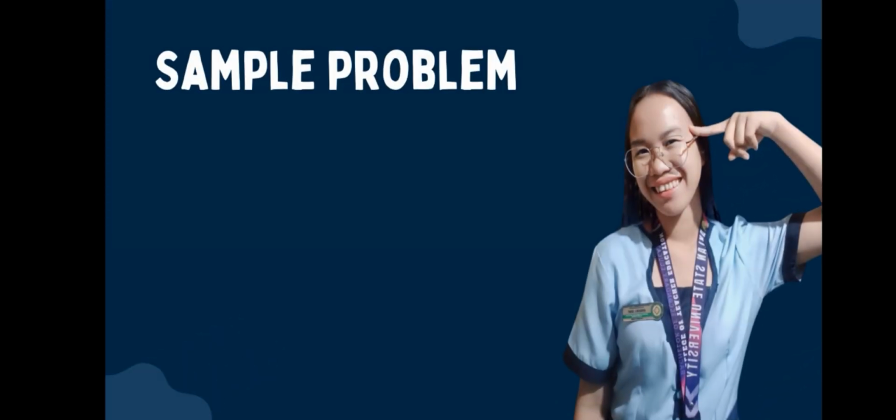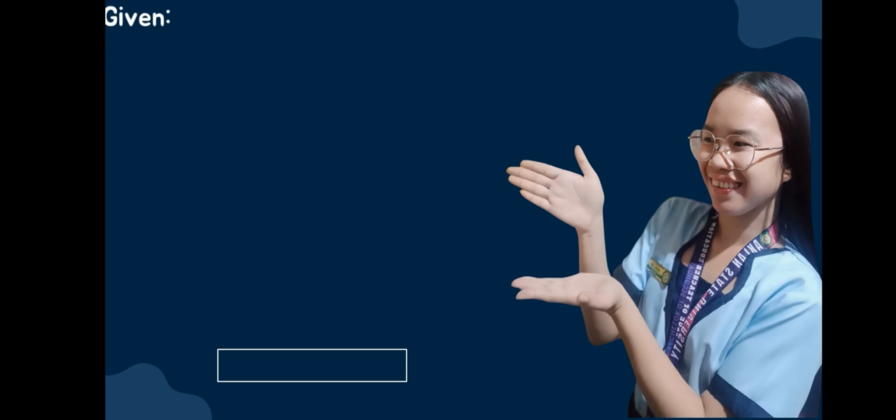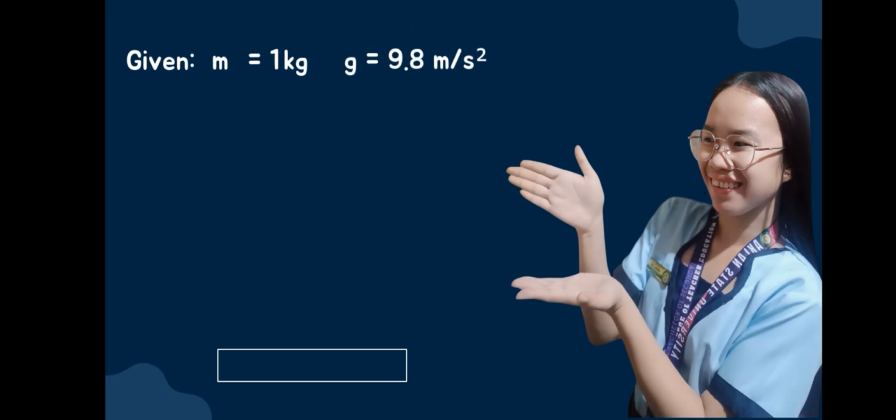Let's try to solve this sample problem. What is the potential energy of a 1 kilogram book when lifted to a height of 0.5 meters above the table? First, let's identify what the given values are. We have the mass, which is 1 kilogram, the acceleration due to gravity, which is 9.8 meters per second squared, and the height, which is 0.5 meters. Second, what is required in our problem? We have to find the potential energy.